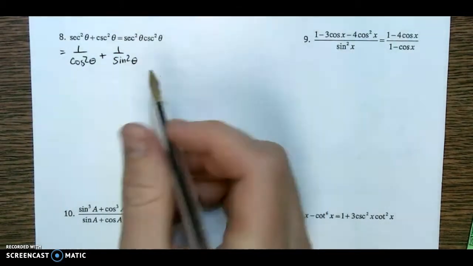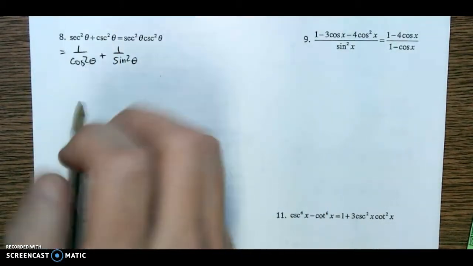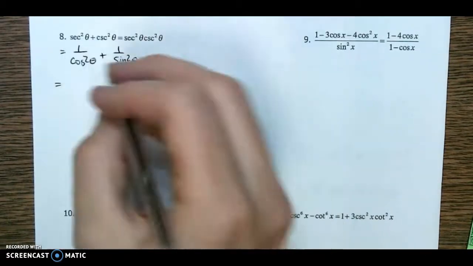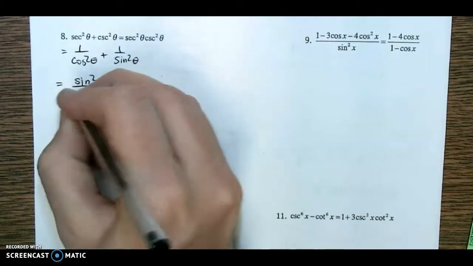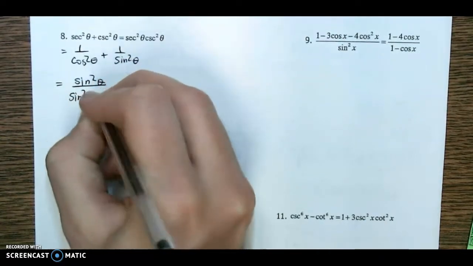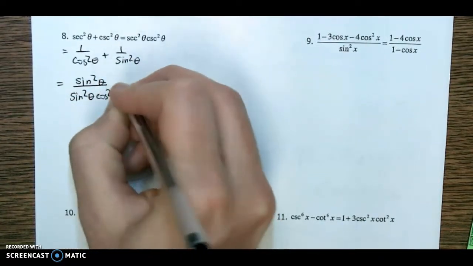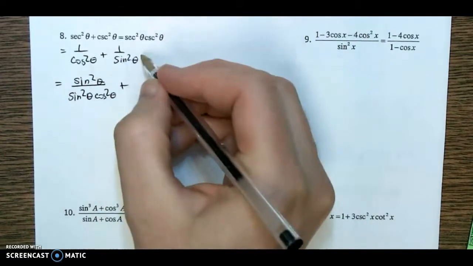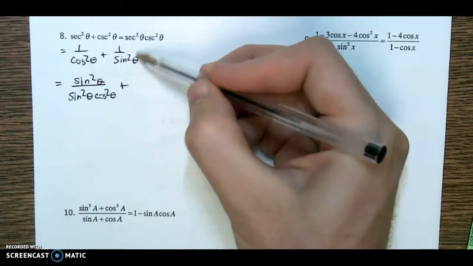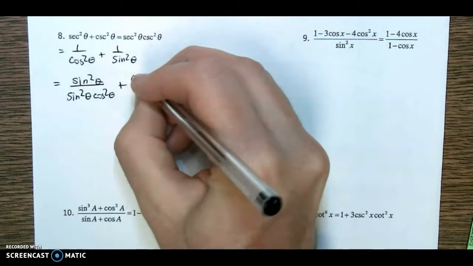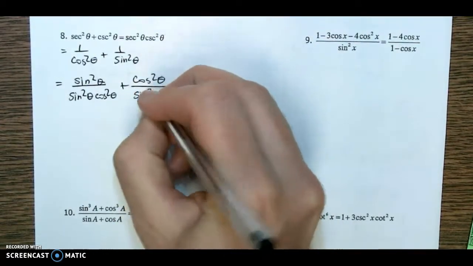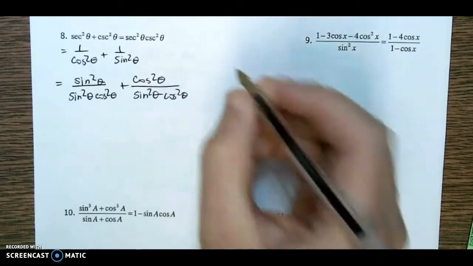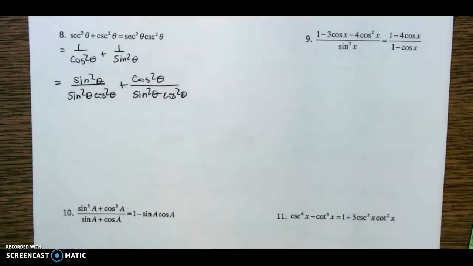I'm going to get common denominators. So I'm going to give this first fraction a sine squared. So it'll be sine squared on top and then sine squared on bottom with a cosine squared that is already there. Plus this other fraction, I'm going to give it a cosine squared on top and on bottom. So again, this is so that I can get common denominators. And now that they have matching denominators, we can add the fractions together.